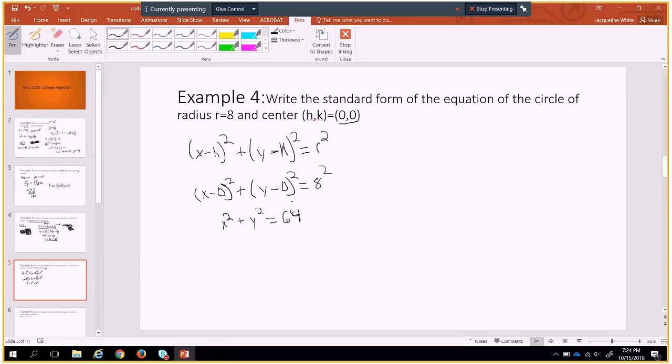Okay. So any questions on this particular one? Maybe something different that has to do with this concept? No, okay, so I'm just going to move on to question number 5.